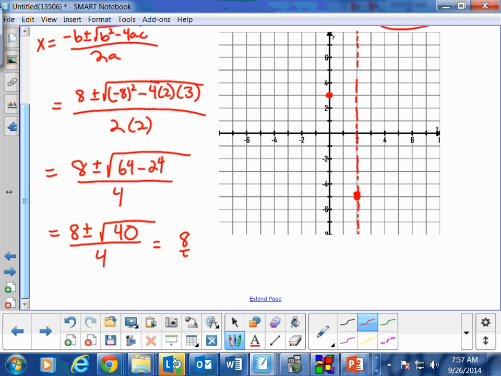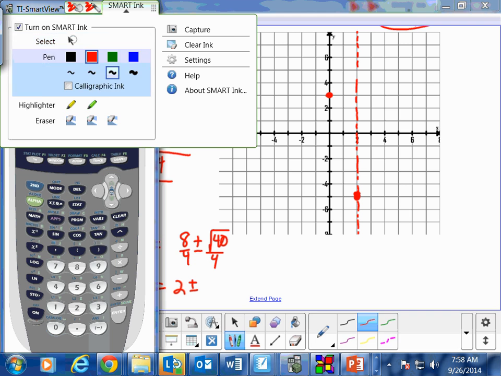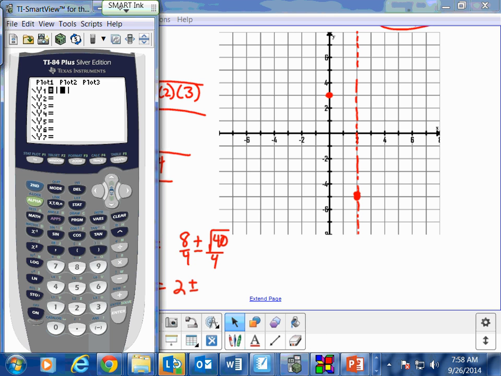Which means that we really have 8 divided by 4. I know some people were wondering how I felt tempted just to write 2. But I really don't want to do that. 4. It'll be 2 plus or minus the square root of 40 over 4. Which is really, well, let's go ahead at this point and start using your calculator here. And what I mean is that part over there.